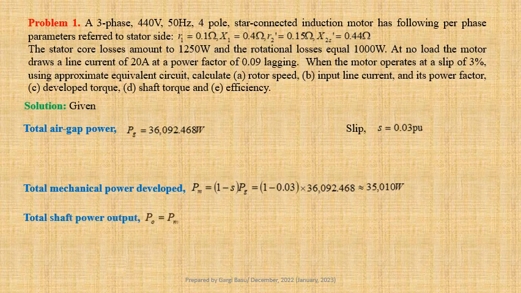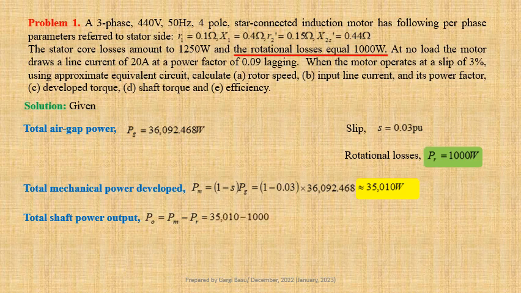Now we shall calculate total shaft power output. Po equals to Pm minus Pr. Given rotational losses, Pr equals to 1000 watts. Therefore, Po equals to 35,010 minus 1000, that gives us 34,010 watts.